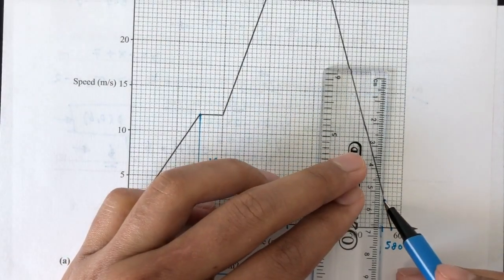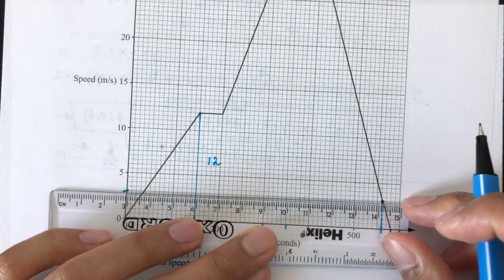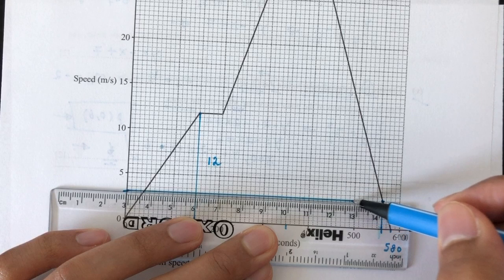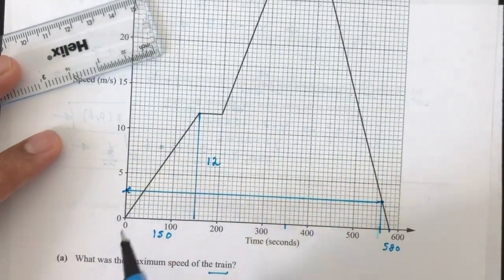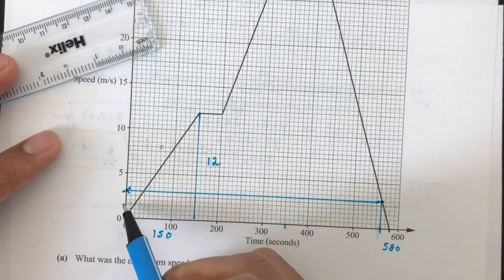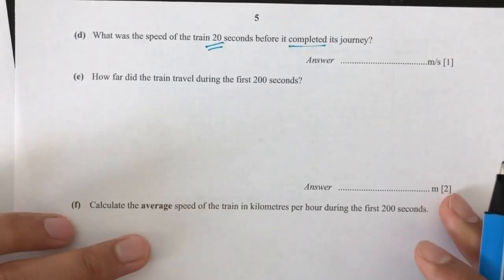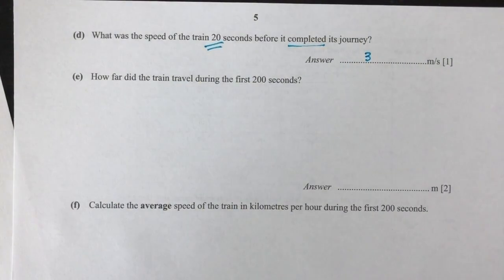You have to draw the line to show them that you did something to find your answer, so they can give you full marks. So draw the lines to show how you found your answer. So this will be 1, 2, 3. So 3 meters per second was the speed just before it finished its journey.